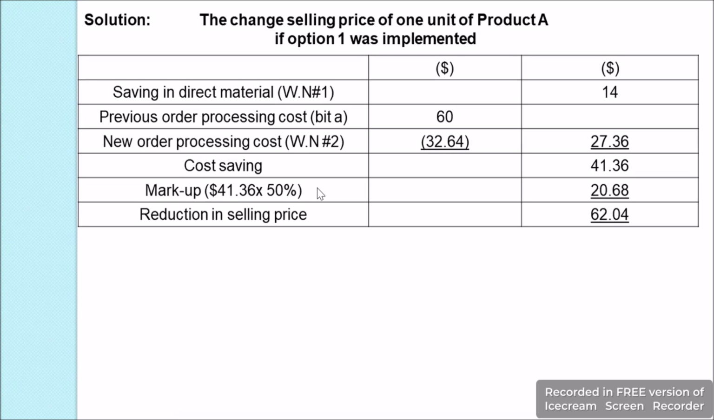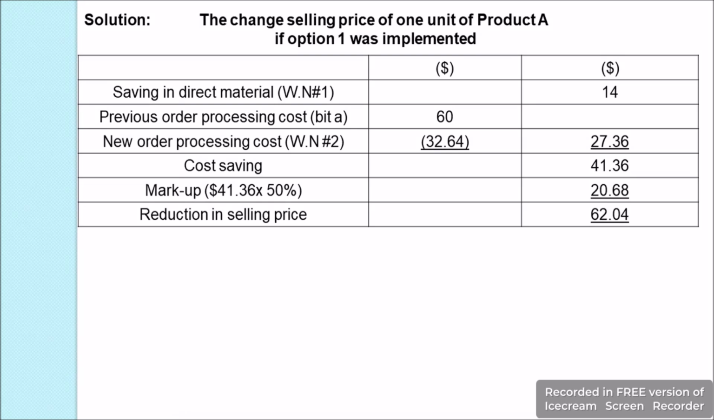Now markup, we calculate the markup as profit on the cost, and as cost is reducing, the markup will also be reduced on this value, that is $41.36 times 50%. So the markup reduction will be $20.68. When we add this, $41.36 plus $20.68, we get the reduction in selling price as $62.04.